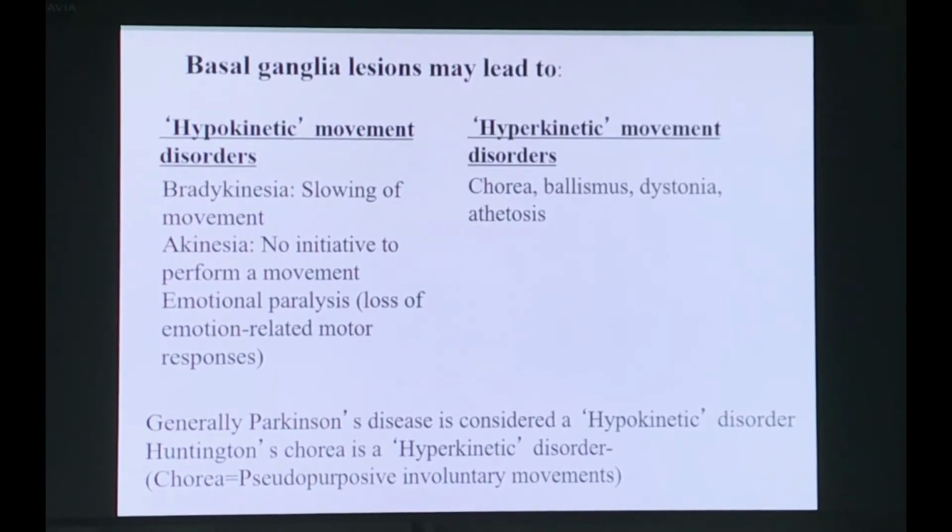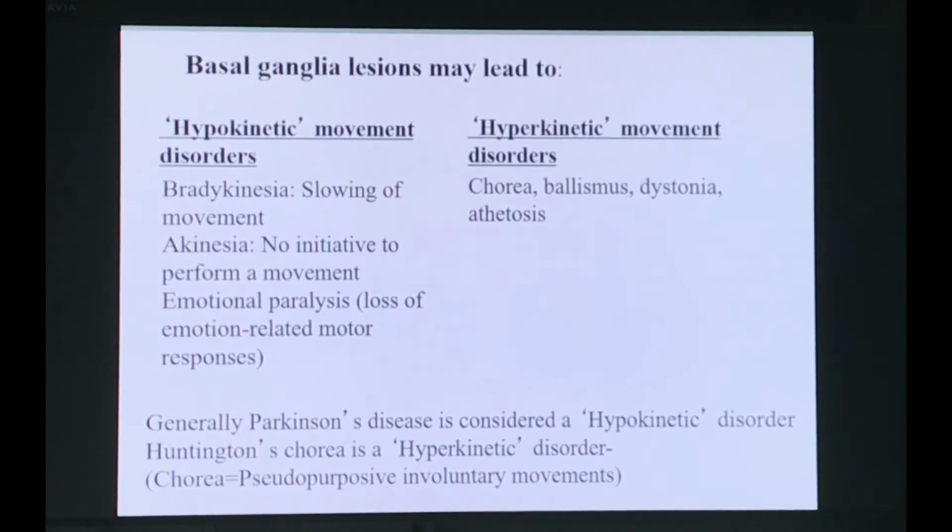Along with that, they have loss of emotion related motor responses, so they have emotional paralysis, but normal motor movements they will respond. Whenever you ask them to do some voluntary movements, they are able to do that, but on emotion related motor response, they have emotional paralysis. And in hyperkinetic movement, where the indirect pathway is compromised, the patient will have excessive involuntary movements. There will be complete activation of the direct pathway, so the patient might present with chorea, ballismus, dystonia, athetosis. So these are different types of involuntary movements.